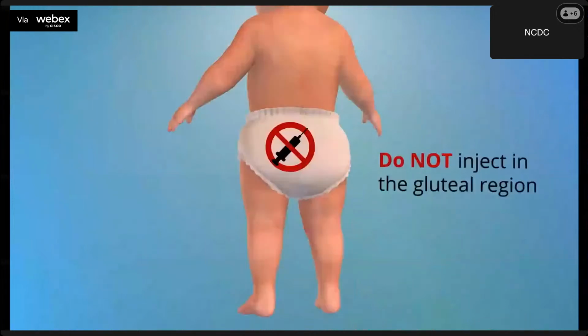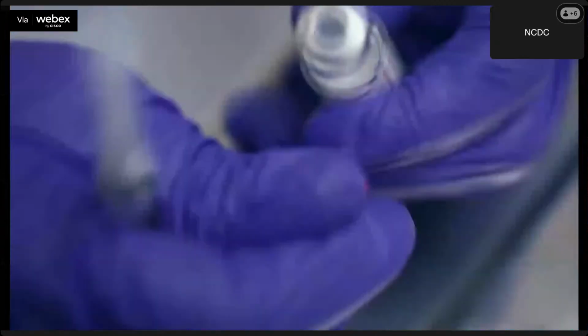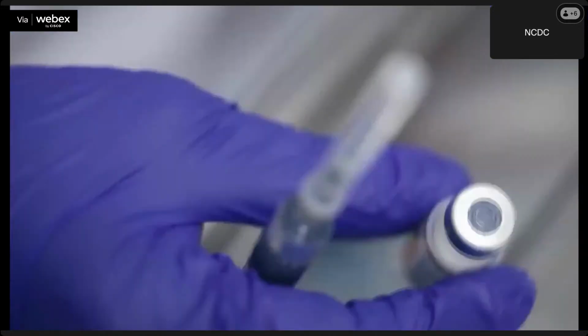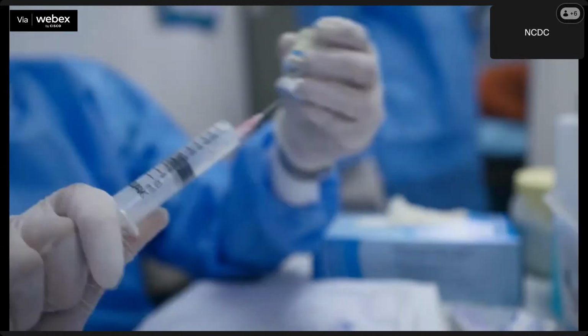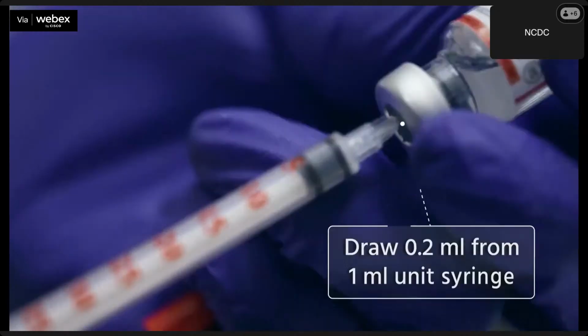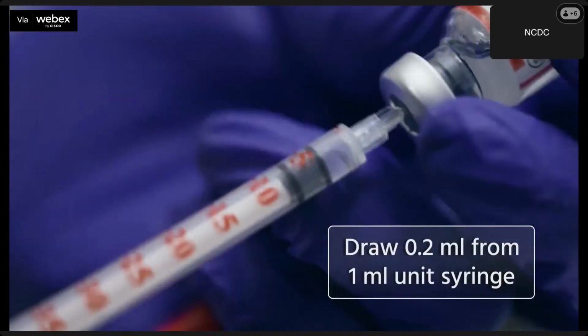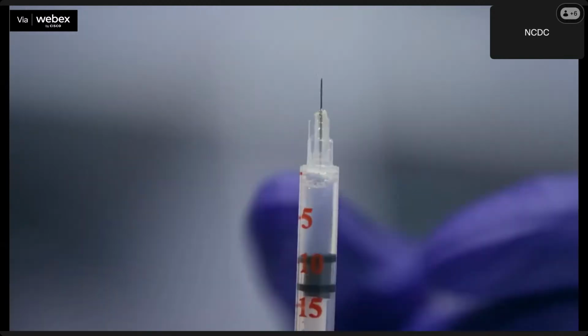Vaccines may be inoculated in the anterolateral thigh for infants and small children. As per the intradermal or ID vaccination technique, safely reconstitute the vial of vaccine with the diluent supplied by the manufacturer. Draw 0.2 ml from a 1 ml unit syringe and carefully remove the air bubbles from the syringe, removing any dead space in the syringe.